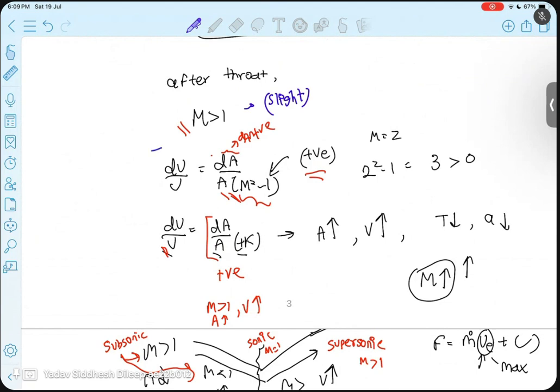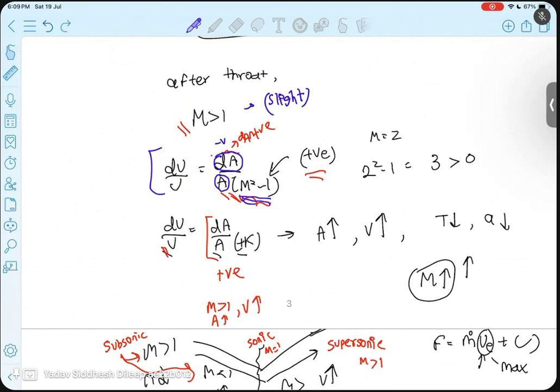And now let's see the area velocity relation again. When Mach number is greater than 1, this term becomes positive. Now area is always positive, so if you decrease the area, then this term will be negative. U is positive, so negative into positive will be negative. So your velocity will decrease.